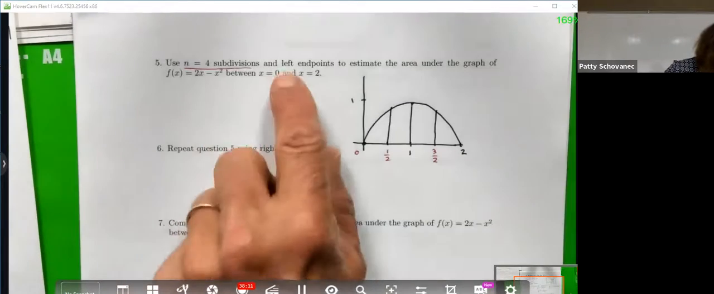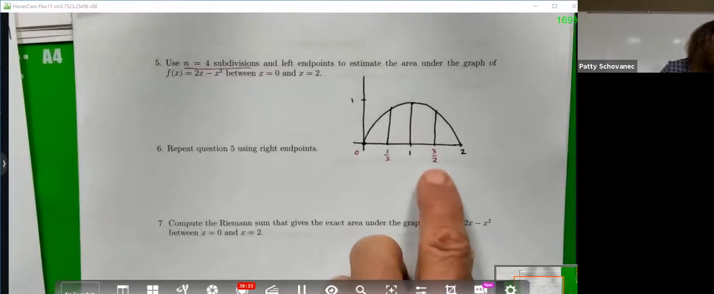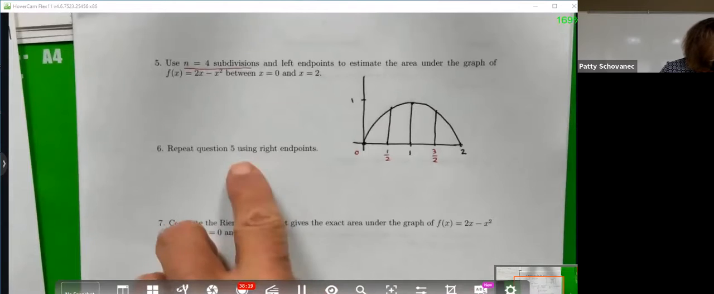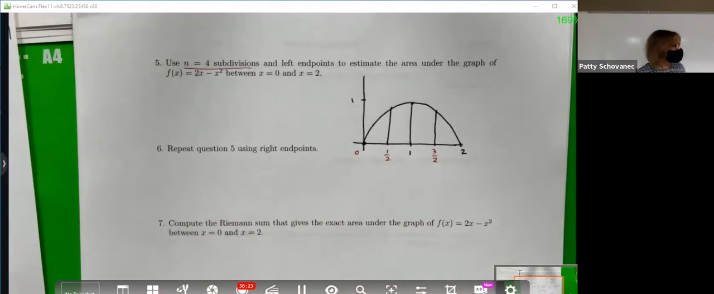So for part A, the left endpoints would be 0, 1/2, 1, and 3/2 as the numbers you plug in to get the height. And for the right endpoints, it's a half, 1, 3/2, and 2 to get the height. Because of the symmetry here, I bet you find that your answer in part 5 is the same as your answer in part 6.